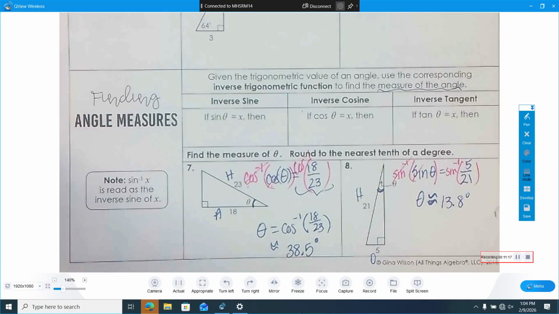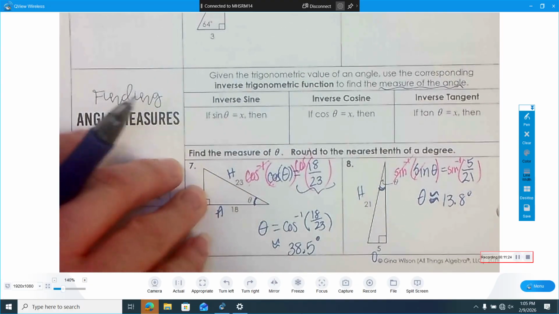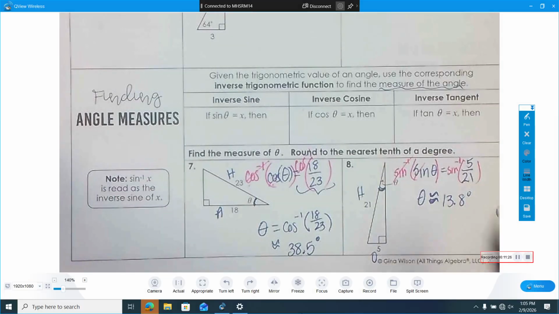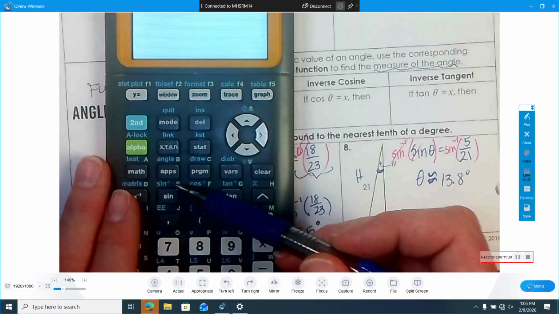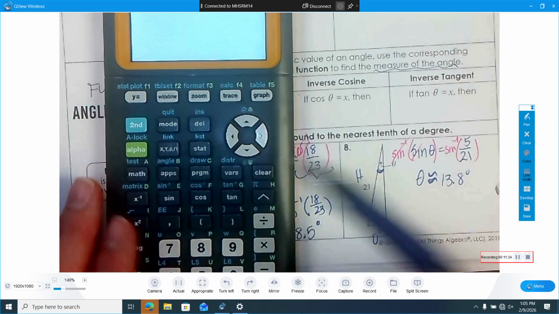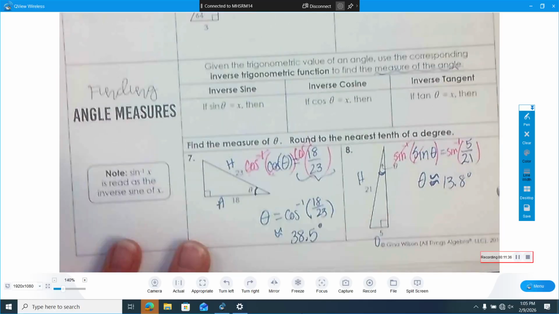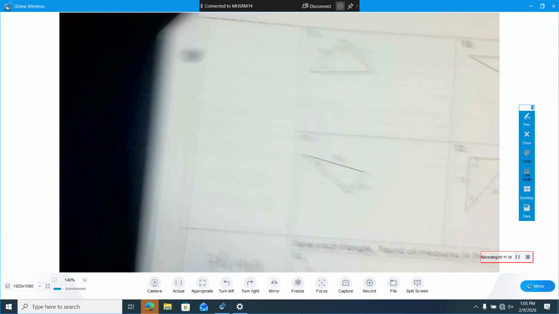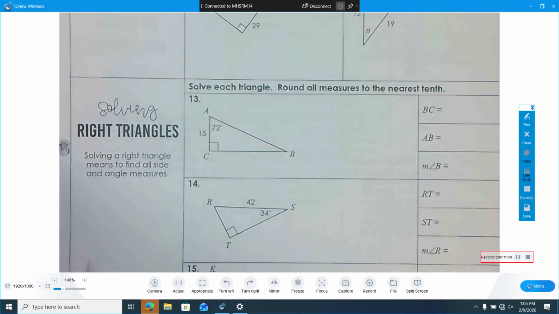All right, are you good with that, or do we need another? It's easy, right? Super easy. All this is review. So let's turn the page. When you do sine inverse, it's in blue. Yeah, so you've got to do the second function, and then the button. Okay. So let's turn the page and go to solving right triangles.